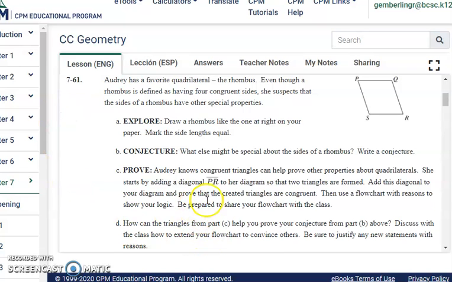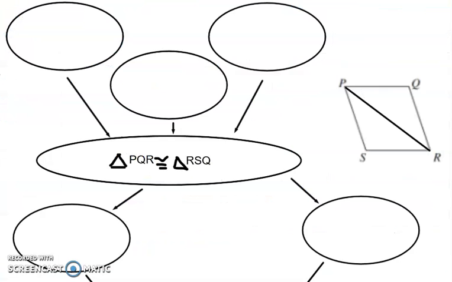So she suggested that you put in line PR, try to prove the triangles are congruent. If you do that, then what other things do you think we can prove? So I want you to think about that, turn the video back on when you're ready to continue. So as we work through this proof, you may have come up with some ideas that we're not going to actually prove today, but maybe we'll come back and prove it another time.